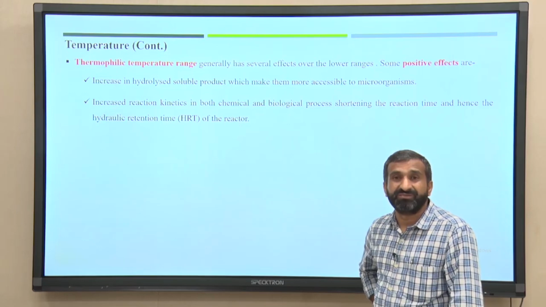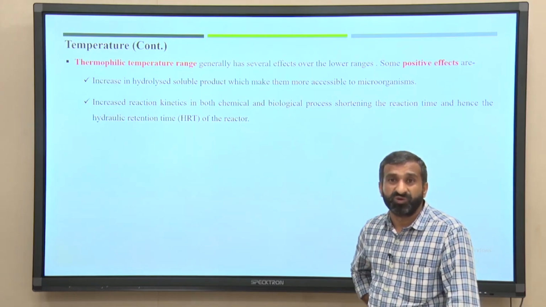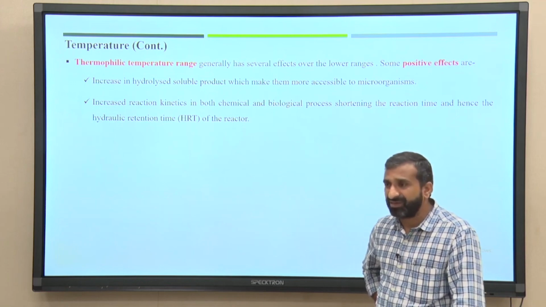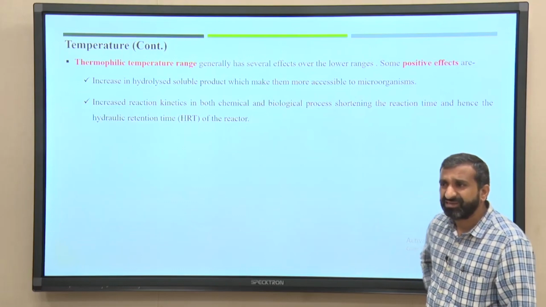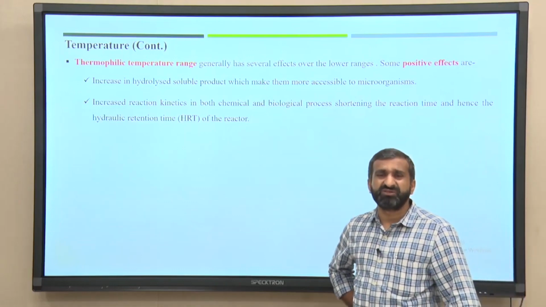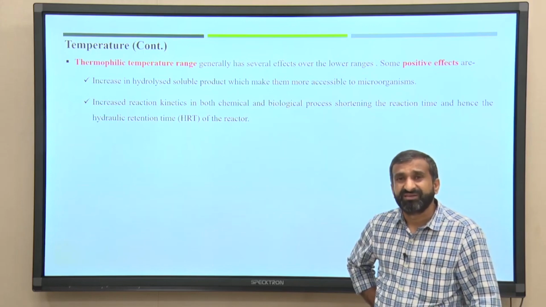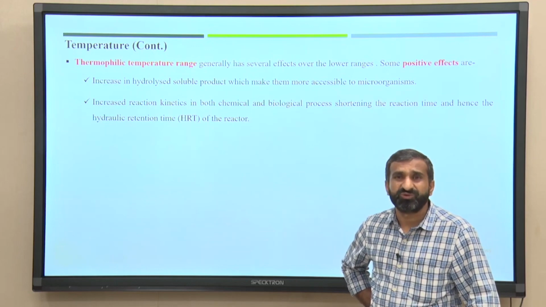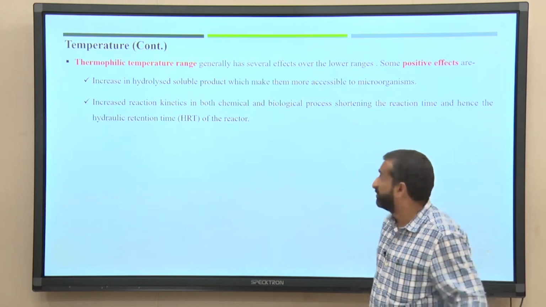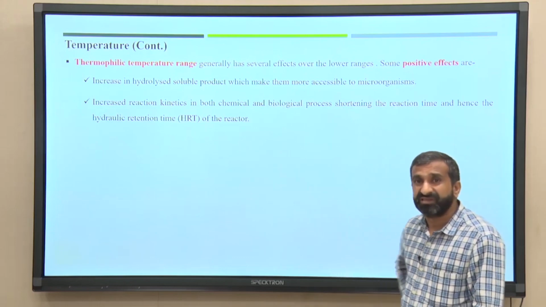If the HRT, or hydraulic retention time, is long, as normally in commercial reactors we find an HRT of 25 to 30 days, it means you will require a very large reactor for a low quantity of organic feed. So, as engineers, I think we need to work more on reducing the HRT. So, it is also a good idea to increase the temperature in the reactor.